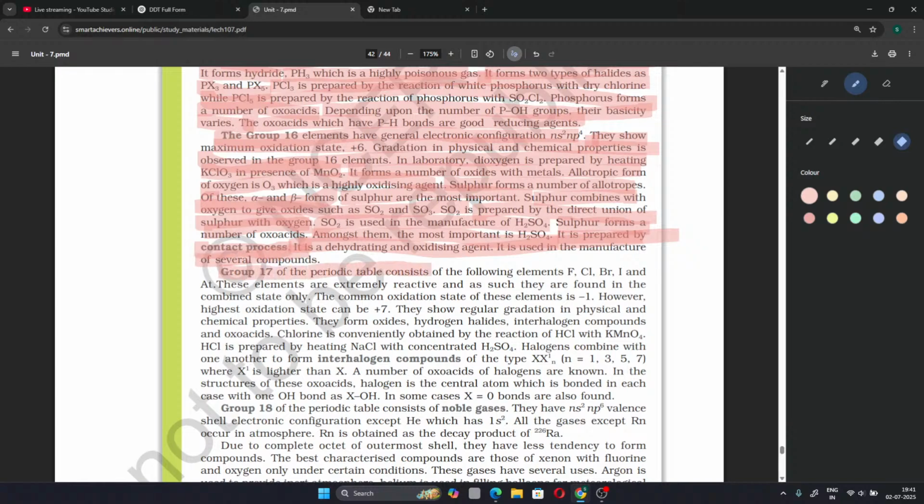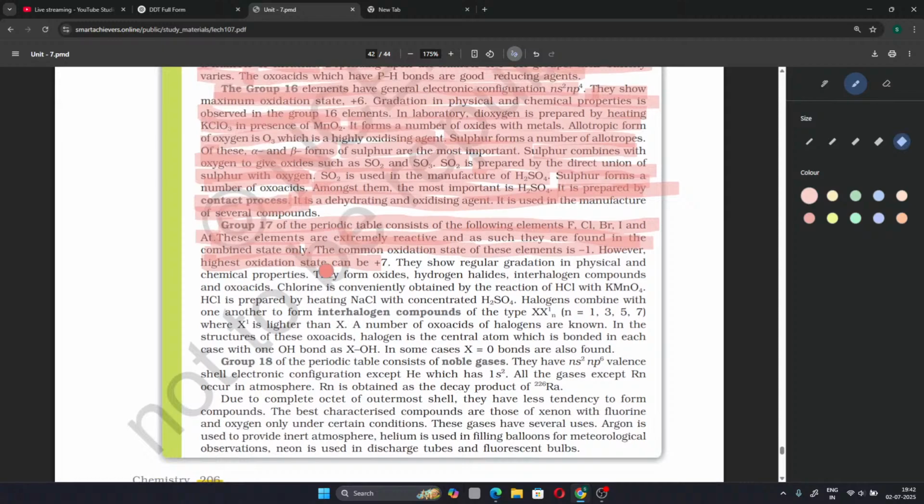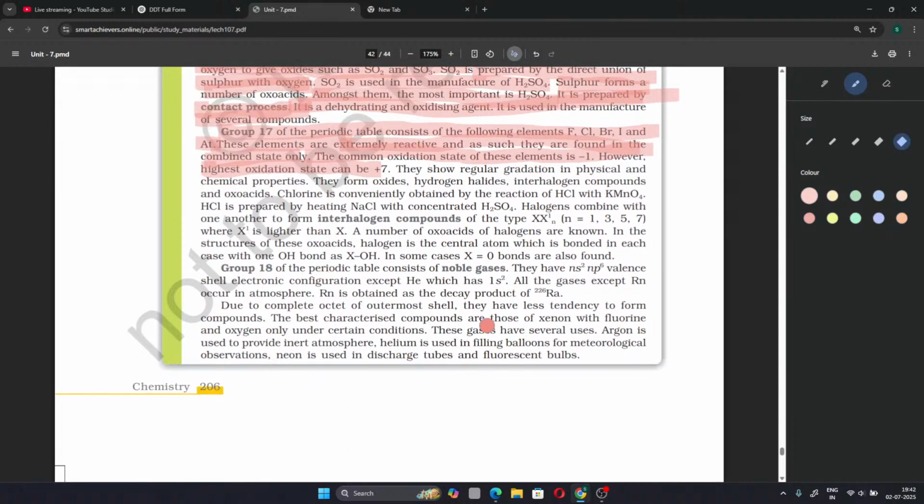Group 17 of the periodic table consists of the following elements: fluorine, chlorine, bromine, iodine, and astatine. These elements are extremely reactive, and as such they are found in the combined state only. The common oxidation state of these elements is -1. However, a higher oxidation state can be +7 as well. Fluorine cannot show any oxidation state other than -1, because fluorine is the most electronegative element and it lacks d orbitals. The remaining elements can show all kinds of oxidation states. They show regular gradation in physical and chemical properties.